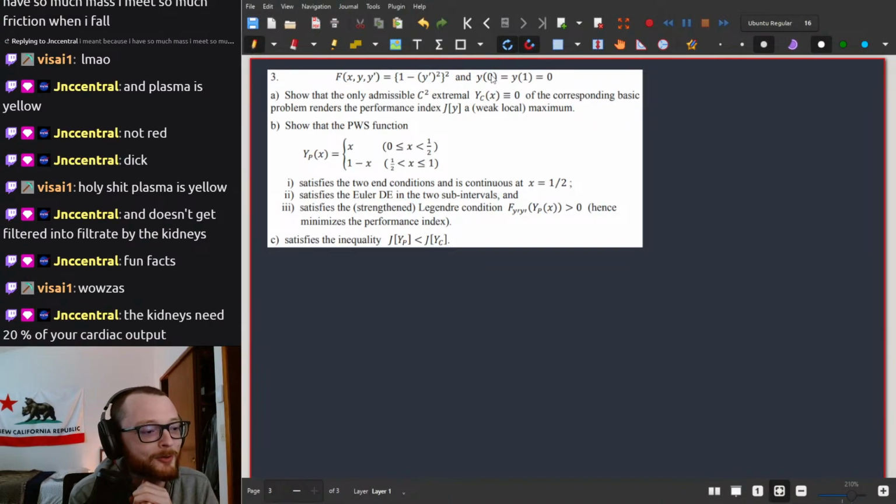Plasma doesn't get filtered into filtrate by the kidneys. Fun facts. The kidneys need 20% of your cardiac output. That's a lot of our cardiac output. Those freeloaders.